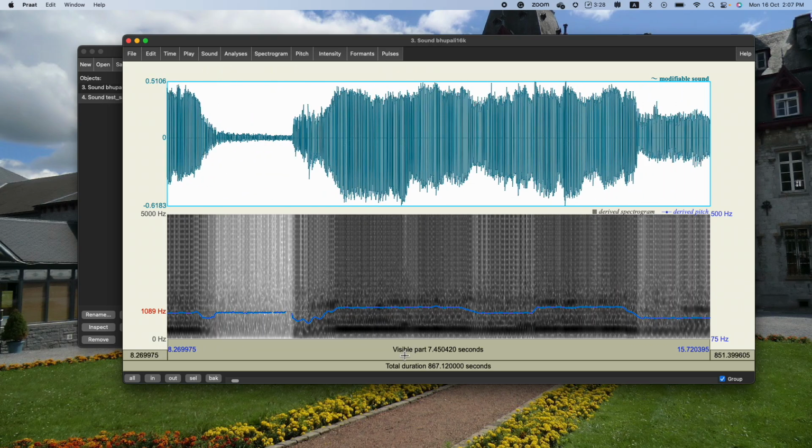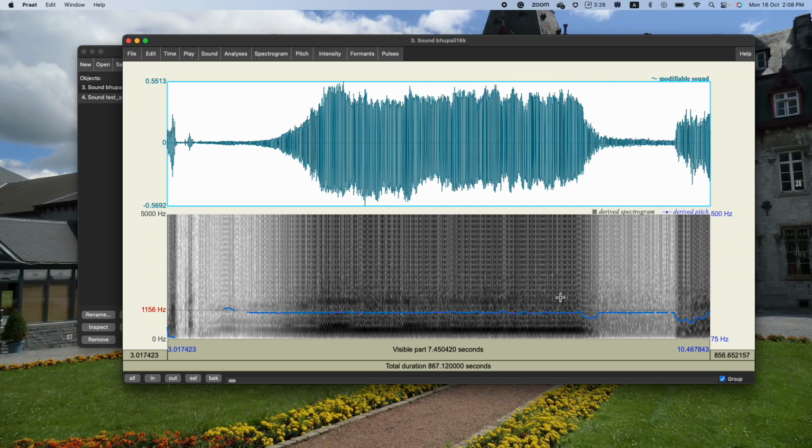And then you have pitch of other parts. Let's say this part has got a pitch of 182 hertz. And then again it is 146 hertz. Pitch is changing, right?